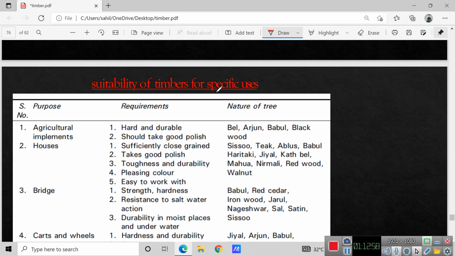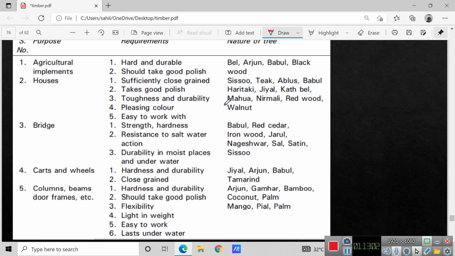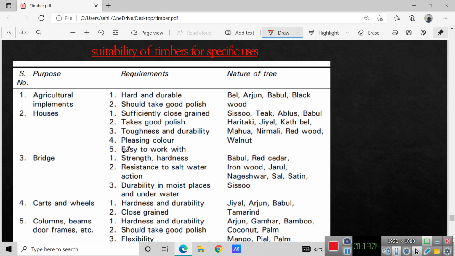Now, suitability of timbers for specific uses. Now here is a chart which shows the suitability of timbers. Purpose: agricultural implements, hard and durable, should take good polish. The trees are bel, arjun, babul, blackwood, etc.